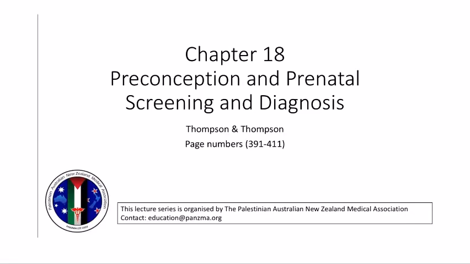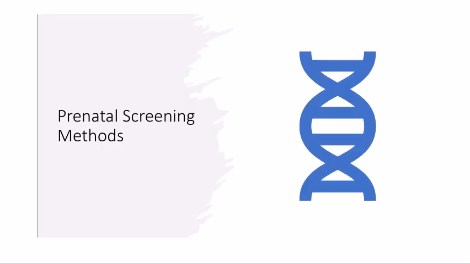Welcome all to Chapter 18, where we will be looking at preconception and prenatal screening and diagnosis. Prenatal screening methods aim to identify pregnancies at risk for genetic disorders. Screening is particularly relevant for neural tube defects and chromosomal aneuploidies, such as Down syndrome.